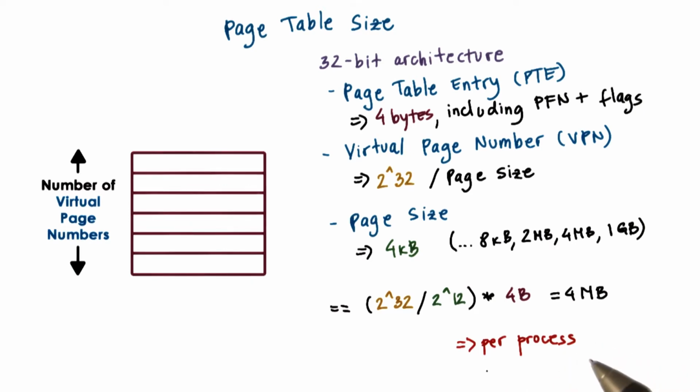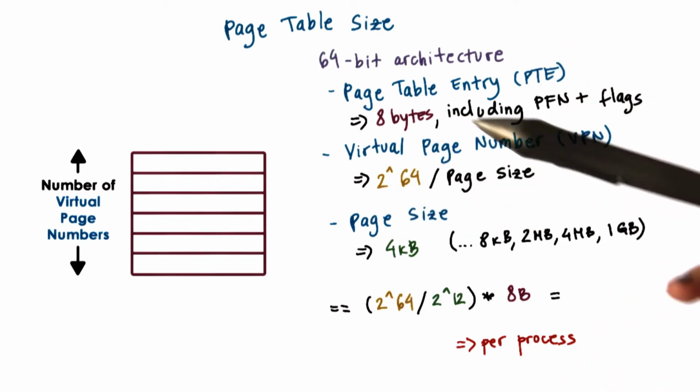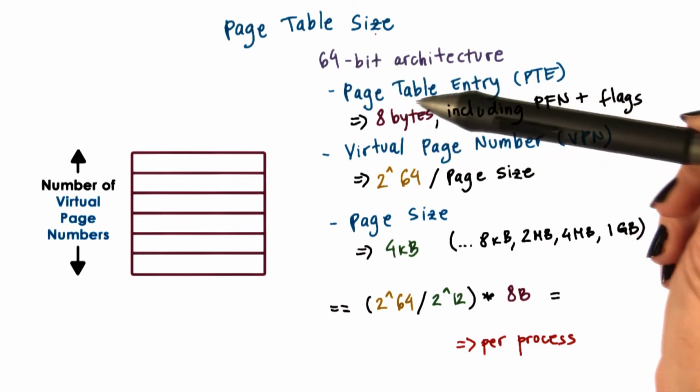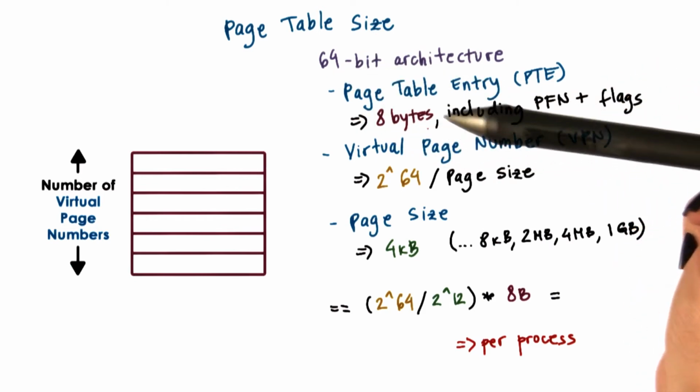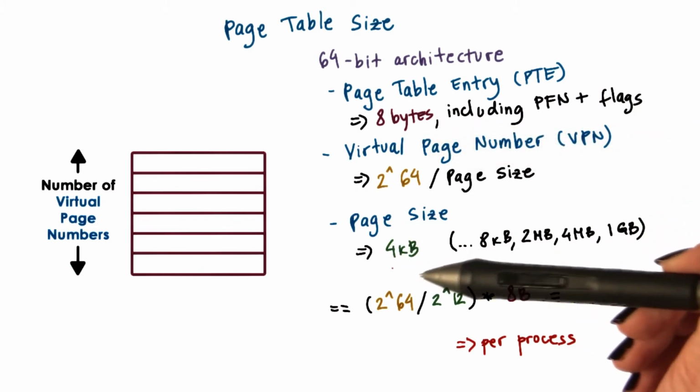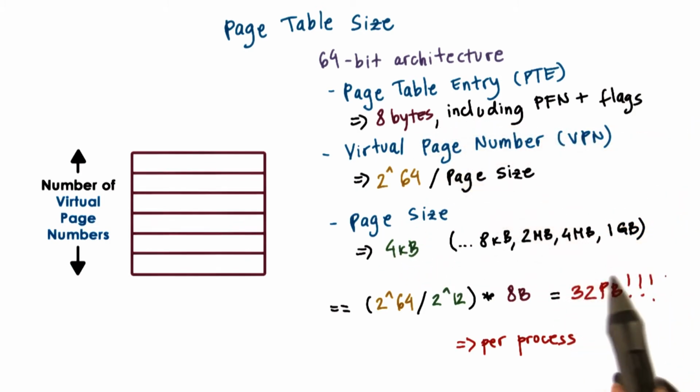With many active processes in an operating system today, this can get to be quite large. If we try to work through the same kind of example for a 64-bit architecture that, say, has a page table entry size of 8 bytes, and let's say we also use the same 4 kilobyte page size, we come up with a really scary number of 32 petabytes per process. So where does one store all of this?